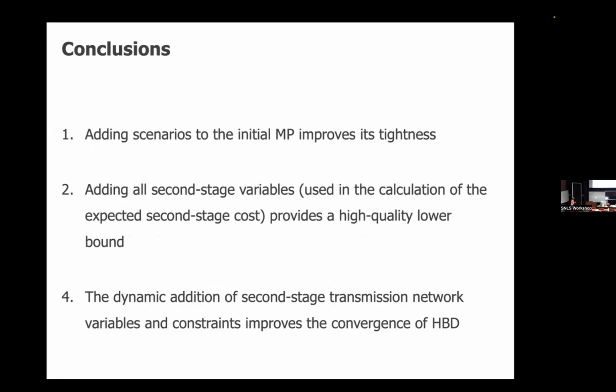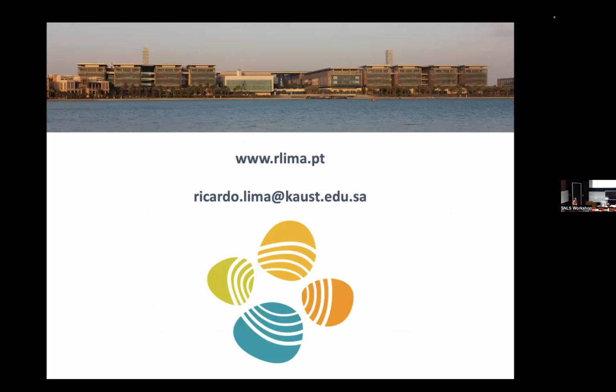So what we see is that adding scenarios to the initial master problems improves the tightness of the master problem. Adding all second stage variables provides a very high quality lower bound. And this dynamic way of adding transmission constraints helps us to get lower gaps. And with this, I end my talk. Thank you.